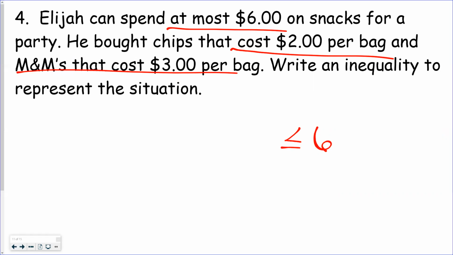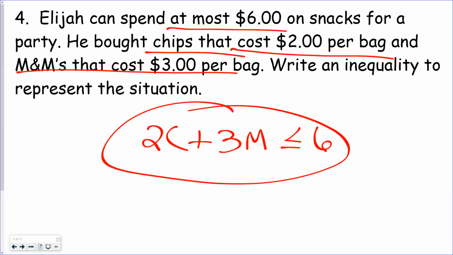So what can he spend the money on? Well, he can spend the money on a bag of M&Ms. So 2M, or wait, hold on. Hopefully you're catching that. He can spend $2 on the chips. So 2C plus the $3 that costs for the M&Ms, 3M. So this cost has to be less than or equal to 6. And that would be my answer.